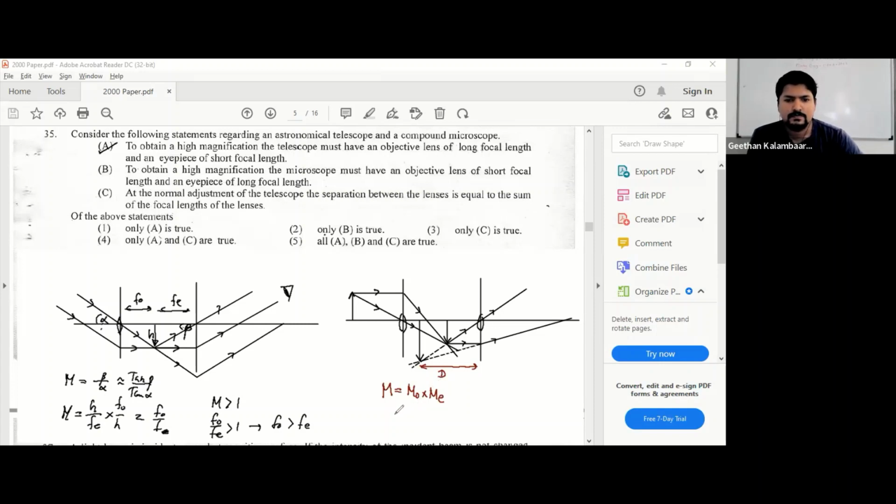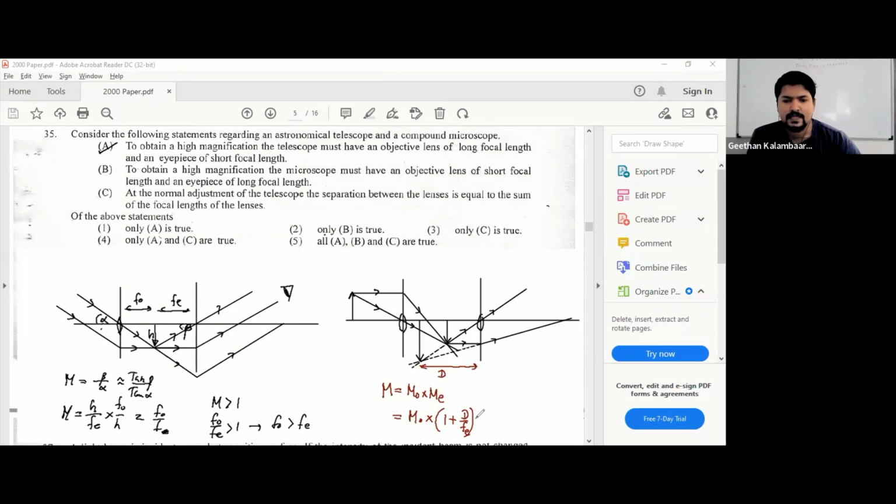MO is the magnification of the objective lens. ME is the linear magnification of the eyepiece lens. For the linear magnification of the eyepiece lens, you can write something like this: 1 plus D by F. Because for this eyepiece, it's the same diagram. The object is at a certain distance and the image is produced at the D distance. It's just like the simple microscope. So here what you write is ME.